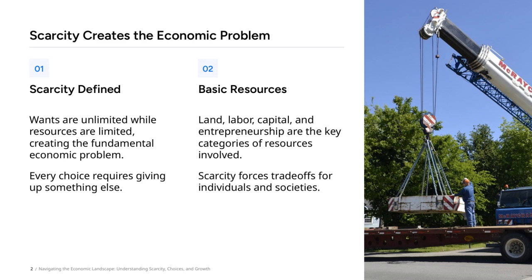Now, when we talk about resources, we're referring to four basic categories: land, labor, capital, and entrepreneurship. These resources are essential inputs in producing goods and services. Because resources are scarce, individuals and societies must constantly make decisions about how best to allocate them, which is why scarcity forces us to consider trade-offs.